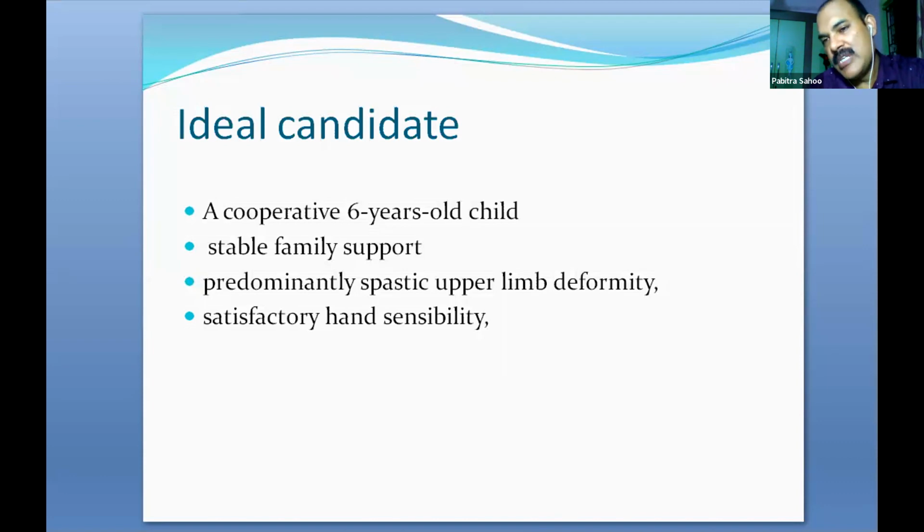Predominantly spastic upper limb deformity. As I said, when it is associated with dystonia, the results are poor. When it is associated with ataxia or athetoid, the results are poor. So the ideal candidate is always a predominantly spastic type of cerebral palsy, and the child should have satisfactory hand sensibility. Already discussed. So the ideal candidates are hemiplegic, monoplegic children, or diplegic without any neurological sensory deficits. These are the ideal candidates for surgery.